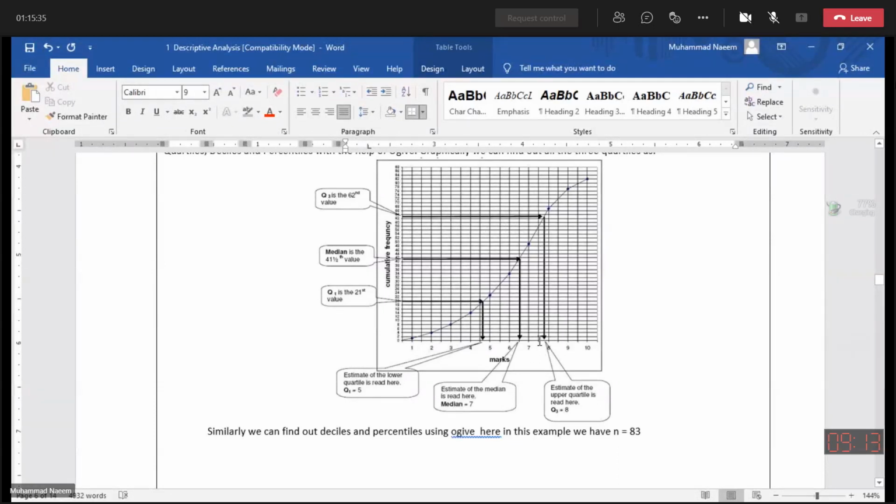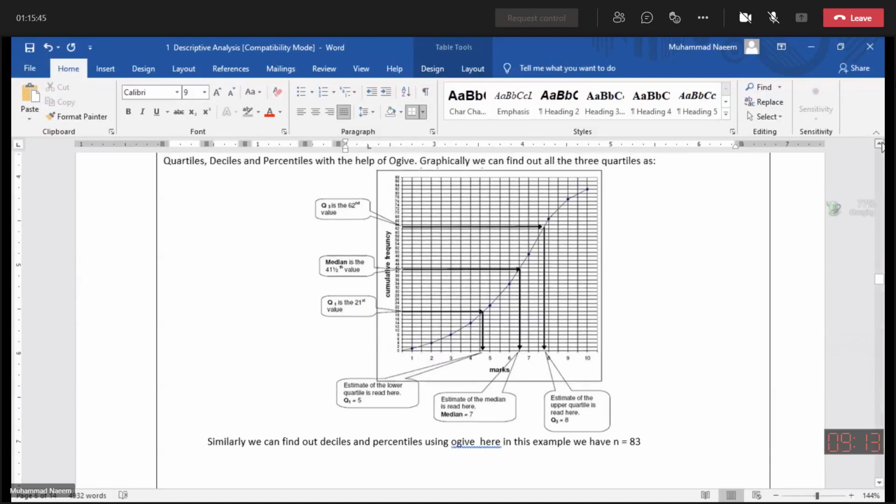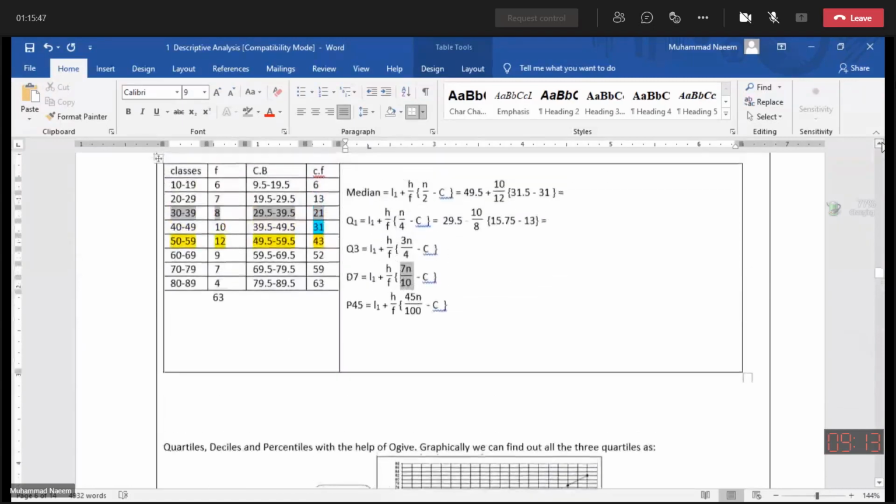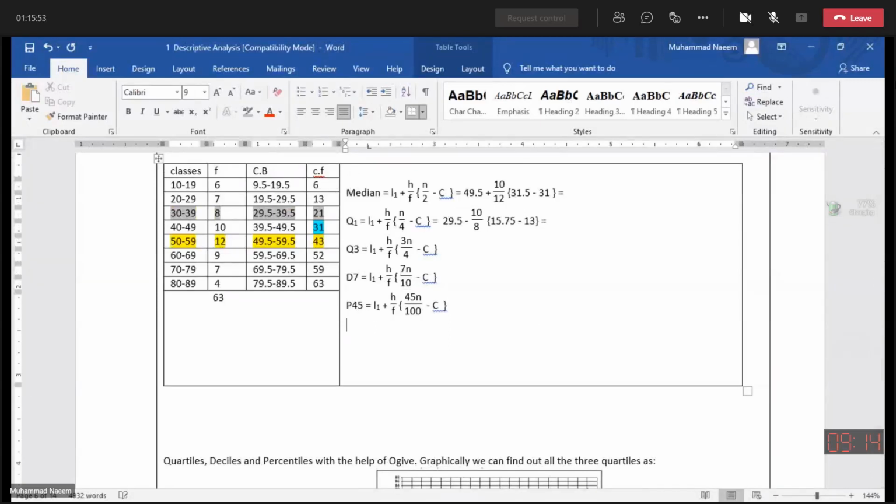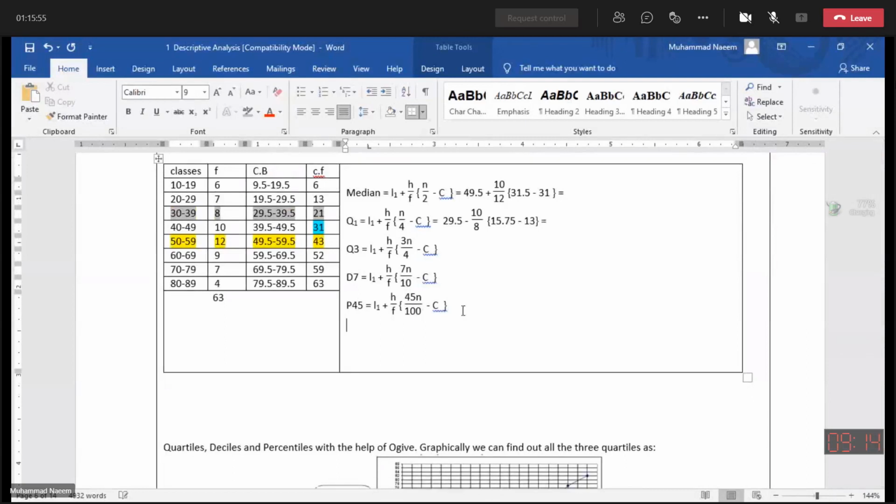Similarly, any decile, any quartile or percentile we can calculate using the ogive. So this is the best use of the ogive. Now, what about the mode?